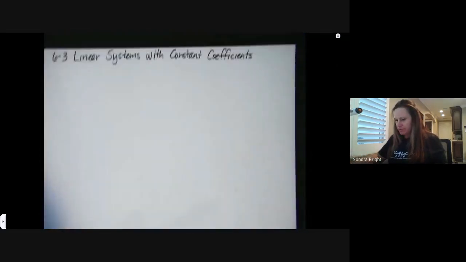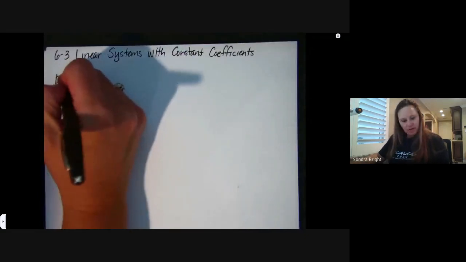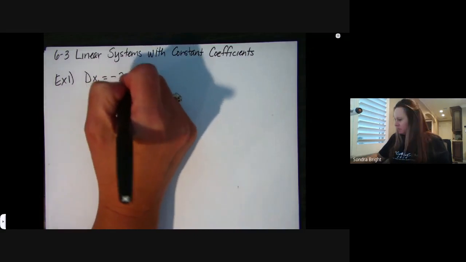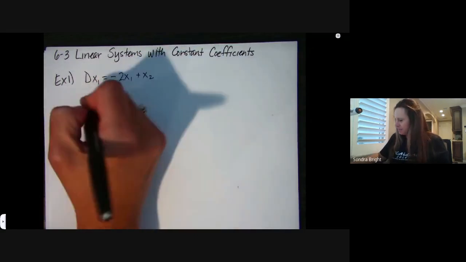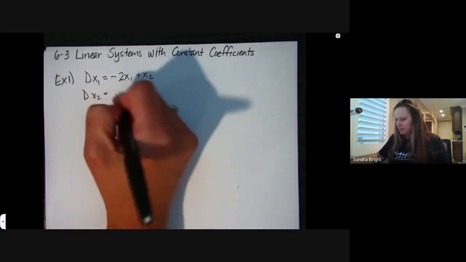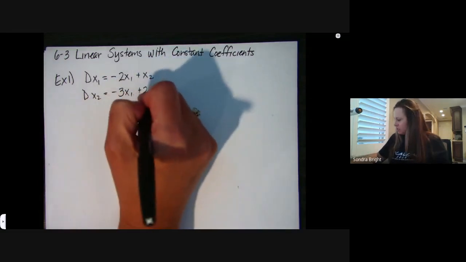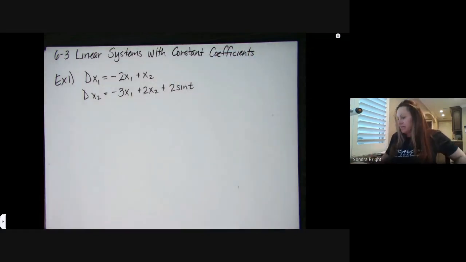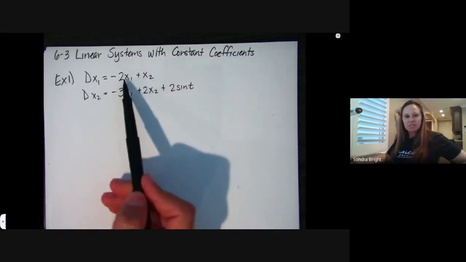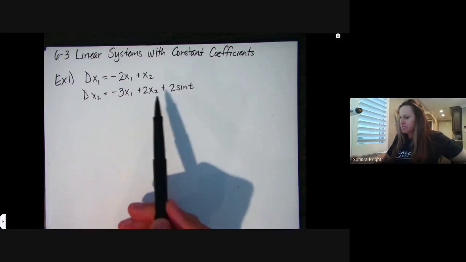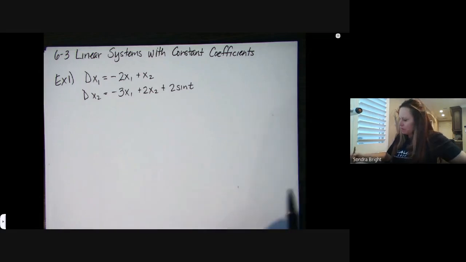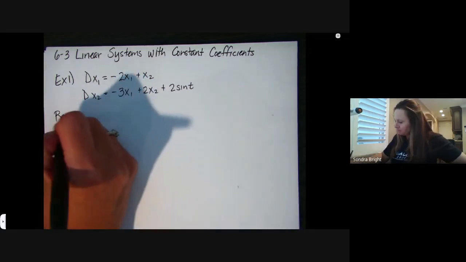All right, so the first example is we've got Dx1 equal to negative 2x1 plus x2, and Dx2 equal to negative 3x1 plus 2x2 plus 2 sine of t. So this is definitely a first order linear system, definitely constant coefficients, because on each of the x1's and x2's they're just constants, they're not functions. So I'm going to rewrite these a little bit so that they look more like what we've seen with these systems.